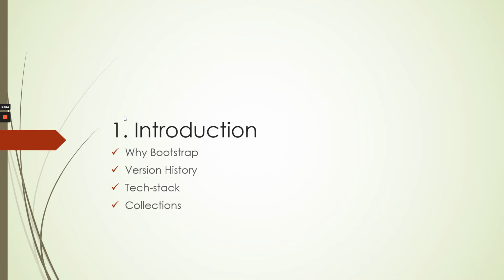Okay, tech stack is over. And what are all the collections that Bootstrap gives? There are three major collections. We can categorize Bootstrap into three major things. First one is layout, second one is content, and third one is component. I can explain this by visiting their reference website.